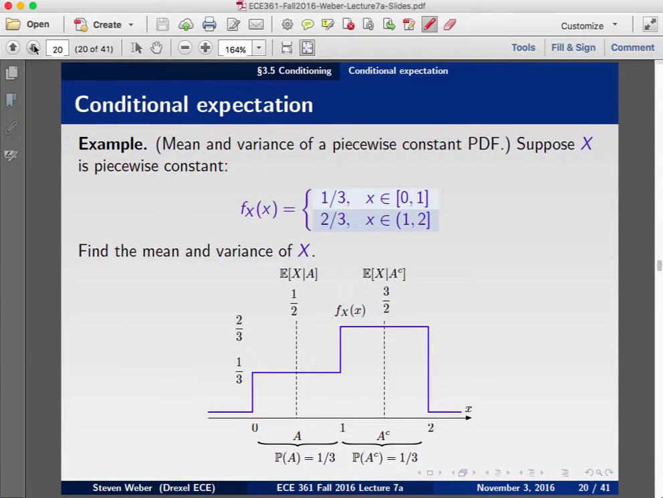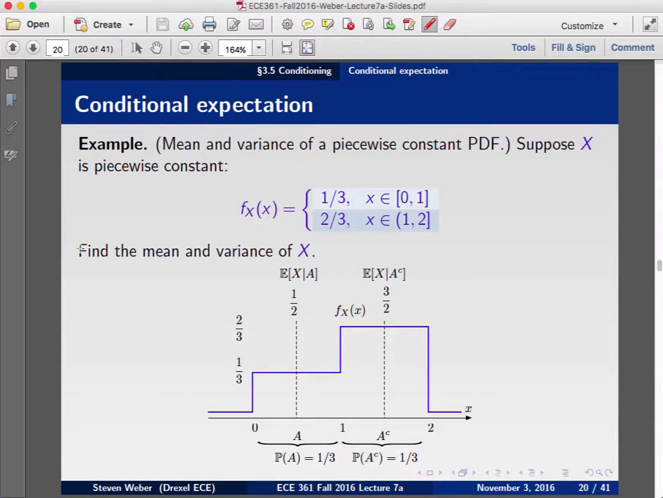Let's do an example. In this simple example, we have a random variable x, and x has a rather simple distribution. It's piecewise constant, which is to say that over the interval x between 0 and 1, it's uniform with probability 1/3. And over the interval x between 1 and 2, it's uniform with probability 2/3. So here's a sketch of the probability density function for the random variable x. It's 0 for x less than 0, 1/3 for x between 0 and 1, 2/3 for x between 1 and 2, and 0 for x greater than 2. We'll come back to the rest of the figure in a minute.